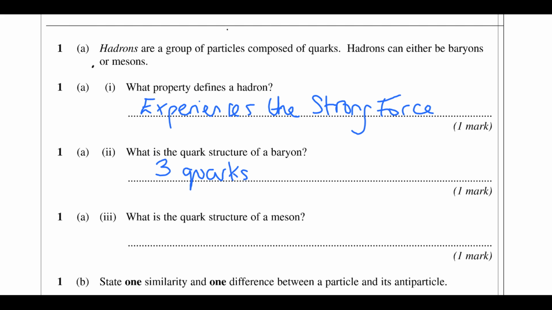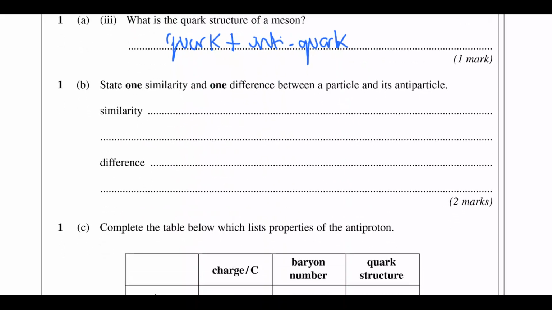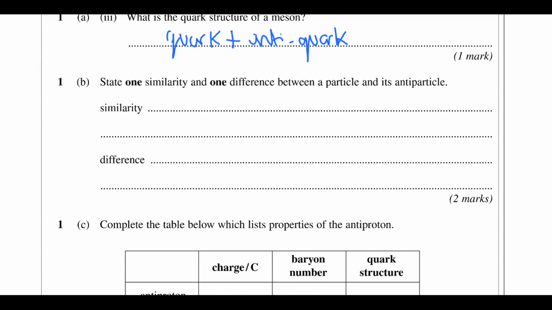Okay, what's the quark structure of a meson? So this one is made up of a quark, as I said before, and an antiquark. So that's some of your basic definitions right there. Easy. So state one similarity and one difference between a particle and its antiparticle.